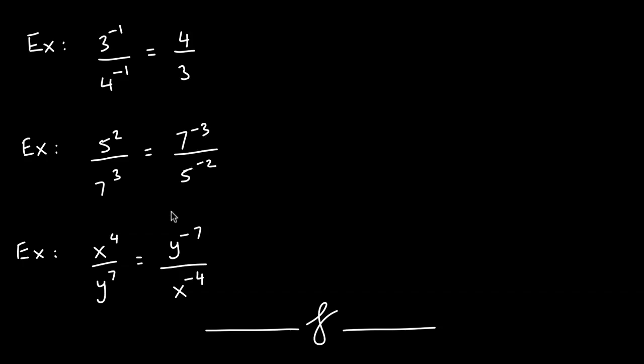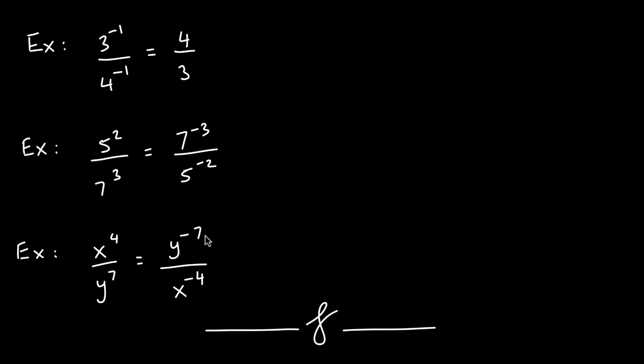Finally, if we have x to the 4th over y to the 7th, and again, let's say the question requires us to represent our answers with positive exponents only, well, then you stop here. You're done. However, if the question specifically states to give your answer in negative exponents, well, x to the 4 would need to move to the bottom and become x to the negative 4, and y to the 7th would need to move to the top to become y to the negative 7.